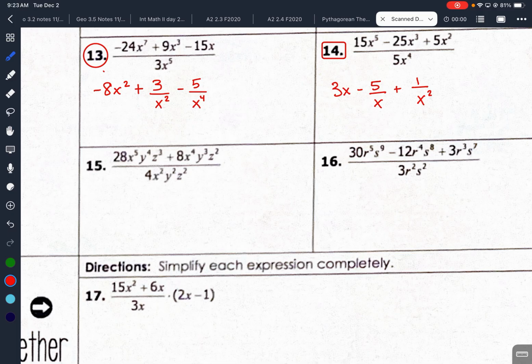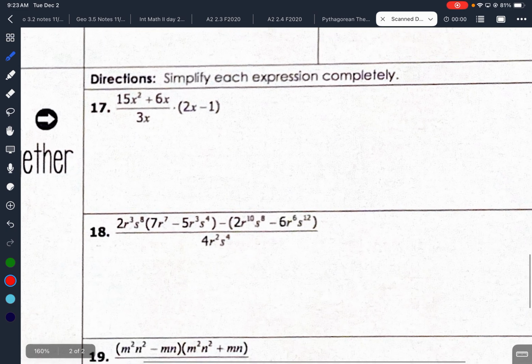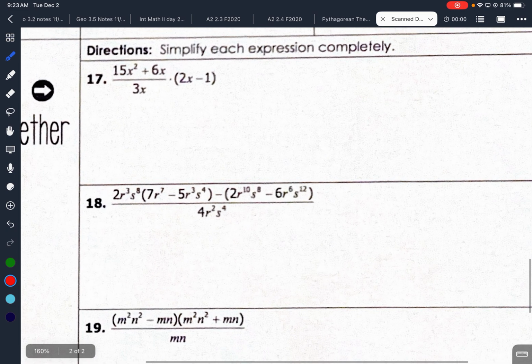15, 16, they shouldn't be any harder, should they? No? Okay, so let's go down to the challenge problems. Now, we're going to do them all together. The challenge problems are to show you we're not freaking out. We're not looking at these problems and going, I've got to have the answer off the top of my head, because I do not.